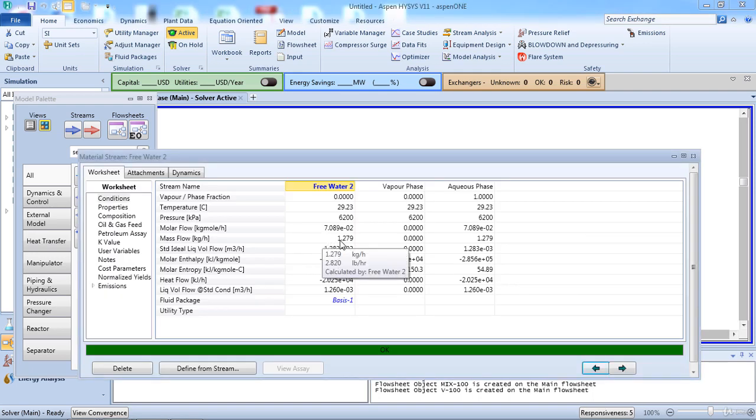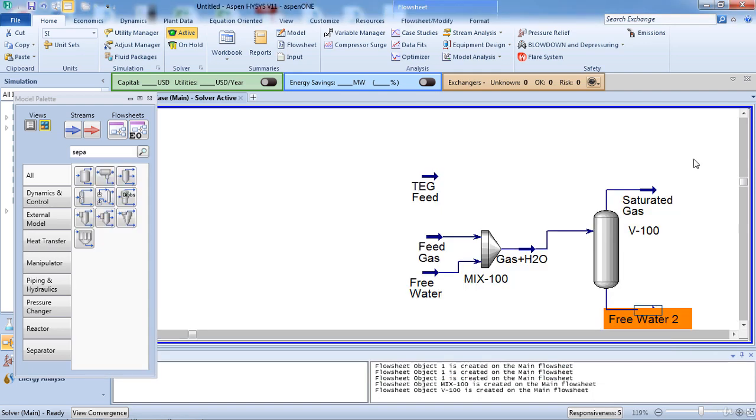It's not zero, because if there is no liquid water here, this means that the gas is not saturated and it absorbed all the water and did not reach saturation. In this case, you need to add more water here to saturate the gas. Now we have saturated gas.